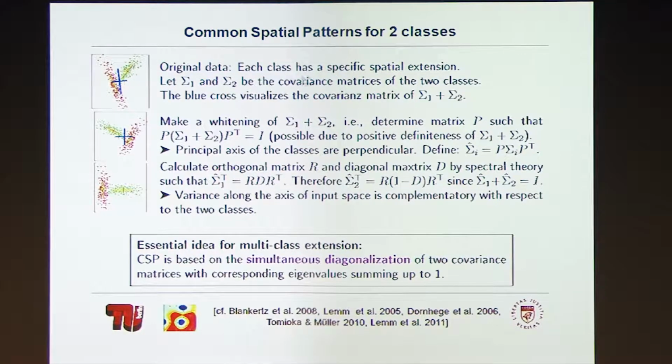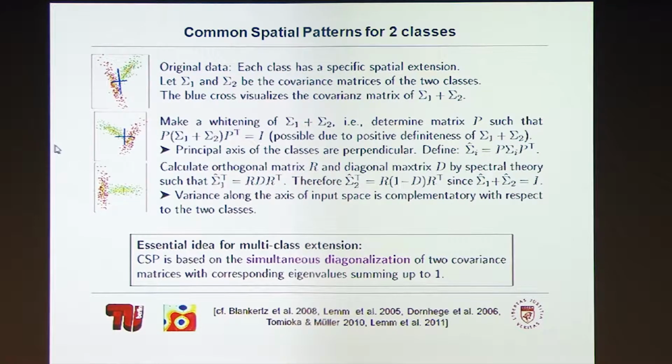Basically we are looking at the variance of this data set, and we take the sum covariance matrix, that's the blue cross. And the first thing that we do with that is we sphere it, we put it onto a ball. This means that we try to find a projection operator P that puts this into a ball. Then we redefine the covariance matrices. So the next step is we have this data that is now on the ball. The only degree of freedom that we still have is rotating this ball.